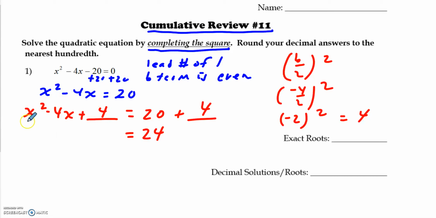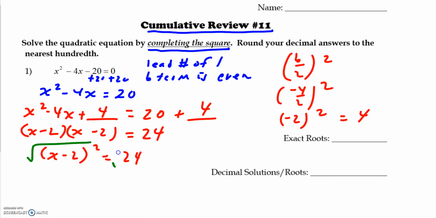In order to do that, I notice that this side factors. Specifically, it factors into x minus 2, because -2 times -2 is +4, and -2 plus -2 is -4. This now can be written as x minus 2 quantity squared equals 24. So now I can take the square root of both sides. Squaring and square rooting are inverse operations, so they cancel, and I'm left with x minus 2 equals 2 answers because it's quadratic, so plus or minus the square root of 24.